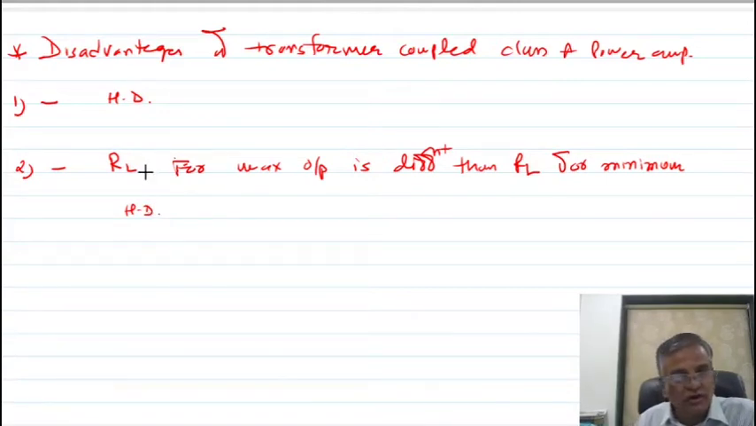This is also called a disadvantage. Third, magnetic saturation problem.